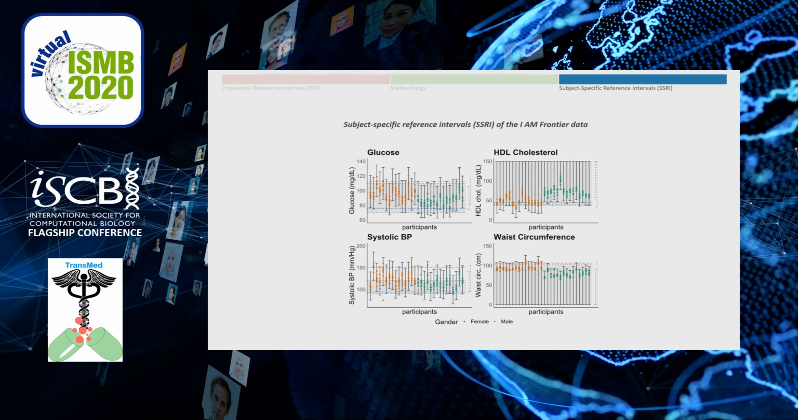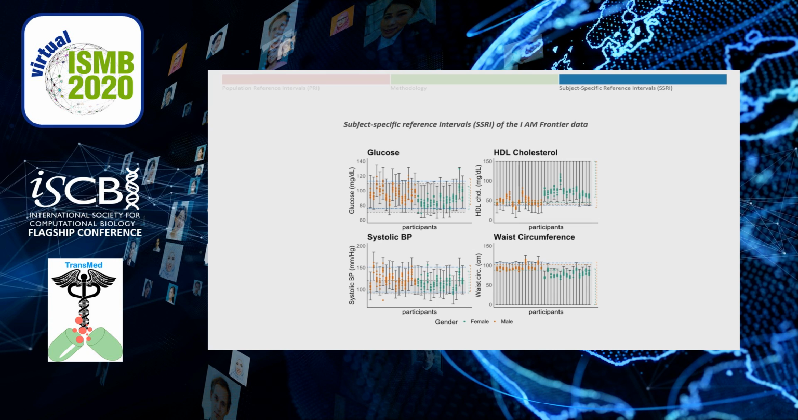This figure shows the results of SSRIs estimated by LQMM. The x-axis corresponds to the 30 participants, and now finally we can see that each individual has a different interval. The horizontal dashed lines are the PRI, so if we compare them, we can see that some of the individuals have a lower 2.5% bound, and some of them also have a higher 97.5% bound than the PRIs. That is expected because, again, every individual has different characteristics, so the reference intervals would also be different.